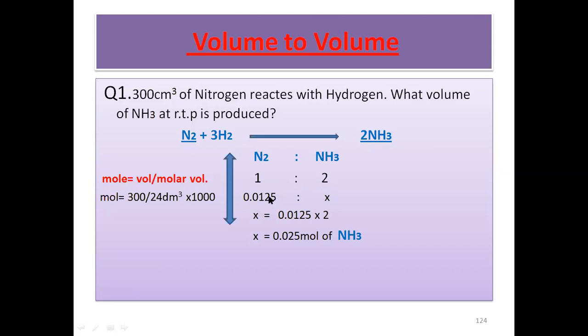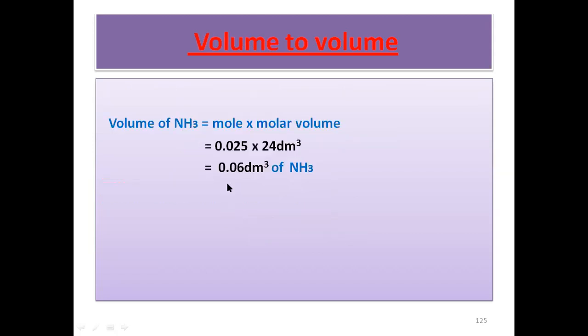Now the given volume of nitrogen gas, 300 centimeter cube, is converted into mole by the formula 300 divided by 24 decimeter cube molar volume into 1000. Again this 1000 is used to convert 300 centimeter cube into decimeter cube. After calculation we have 0.0125 moles of nitrogen. After cross multiplication we have 0.025 moles of ammonia. Now volume of ammonia is mole into molar volume. Mole 0.025, molar volume is 24 decimeter cube, and the ammonia gas has a volume of 0.06 decimeter cube.